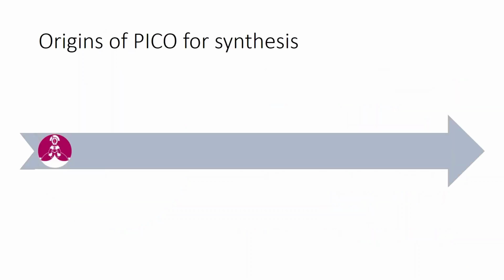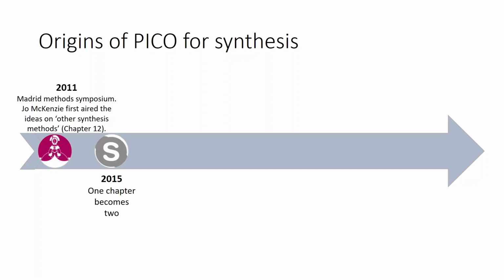Aware as I was that I would need to wake up my brain, I thought I might start with a little bit of history about how we came to this concept of PICO for synthesis, or at least how it came to be in the handbook. It really began back in 2011 at the Madrid Methods Symposium, where Jo Mackenzie first aired the ideas on other synthesis methods, and these became what now is chapter 12 of the handbook. In planning chapter 12, we had a teleconference with Jackie Chandler, who many of you will know was a great one for getting us all into action in writing our various contributions to the handbook.